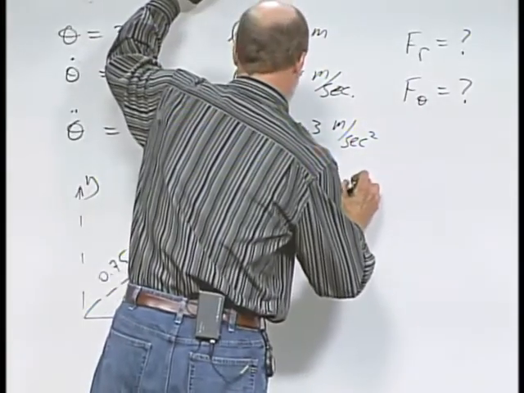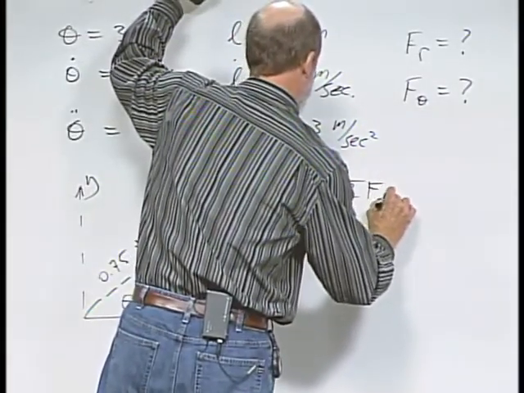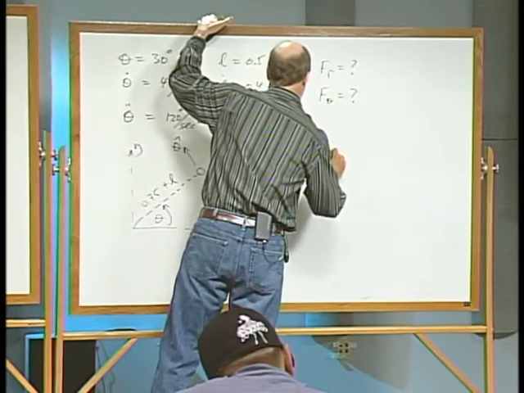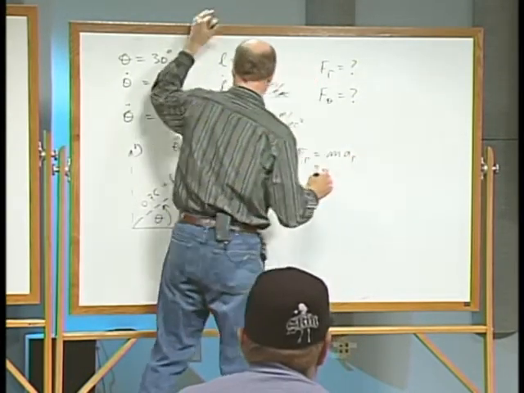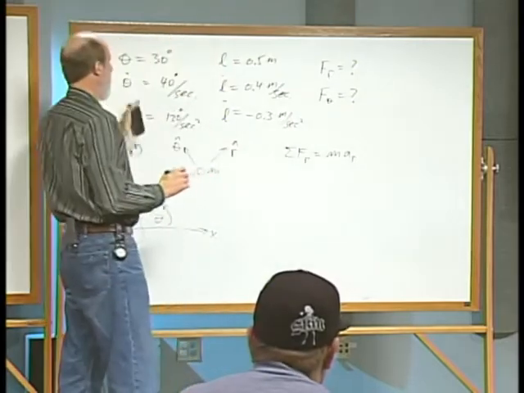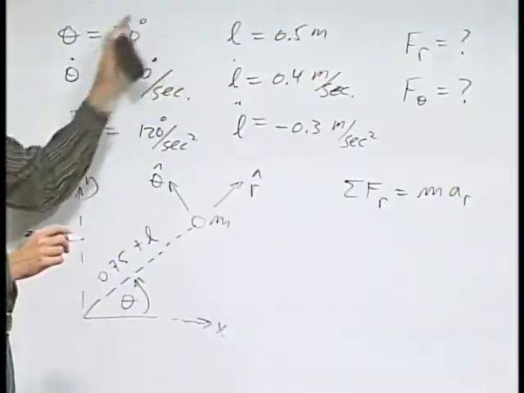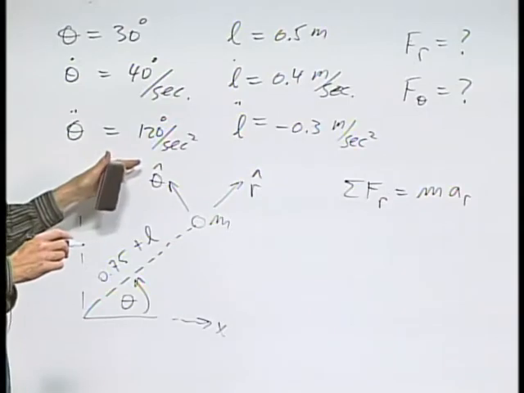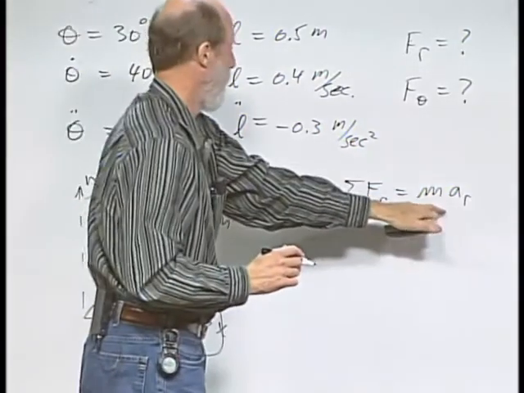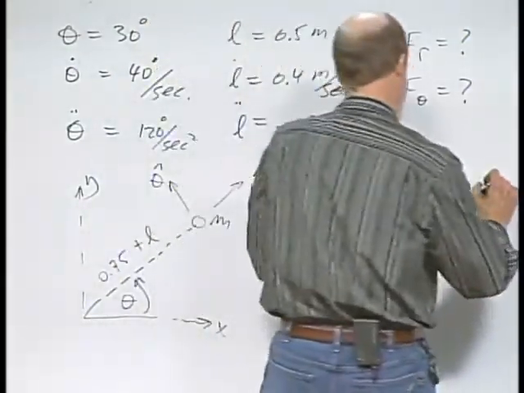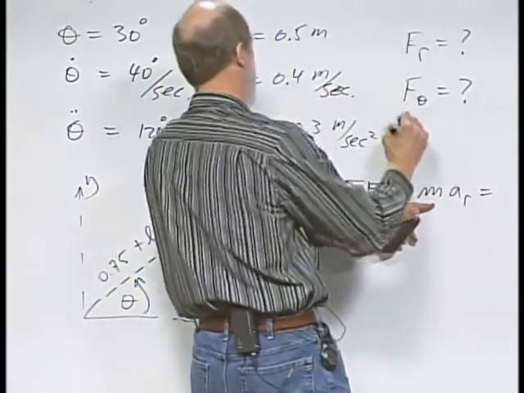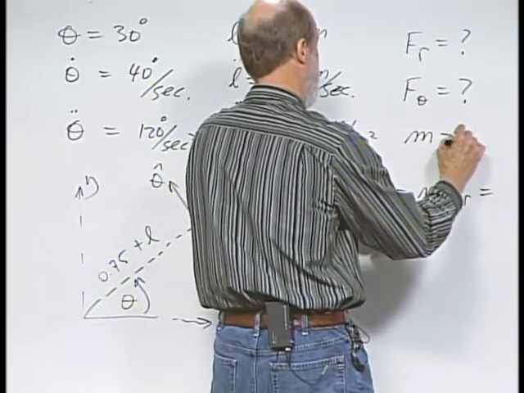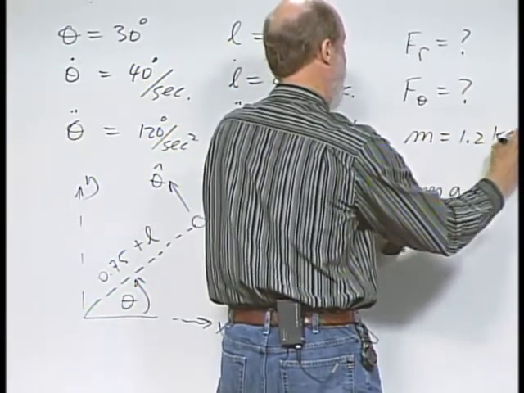So, the sum of forces radially must equal the mass times the radial acceleration. And these terms that were prescribed for the robotic arm are part of our acceleration. So we're going to go ahead and write those in here. I think they told us the mass was 2.2 kilograms. No, 1.2. 1.2 kilograms. Thank you.